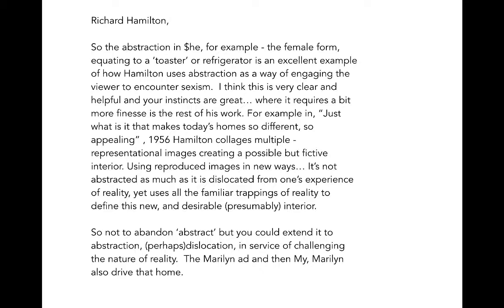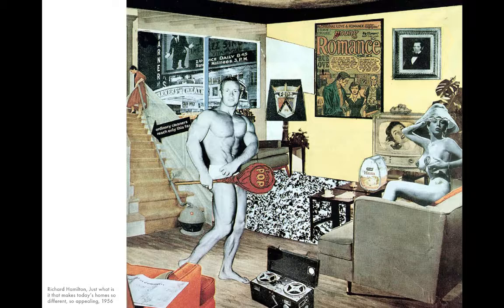You want to go a little further with Hamilton because he's doing a few different things, right? So a little more finesse in the rest of his work. In "Just what is it that makes today's homes so different, so appealing?", he's using all these representational images. He's cut them out of magazines, dislocating and re-presenting them and creating a fictive interior. This could be a real interior, but it's not.